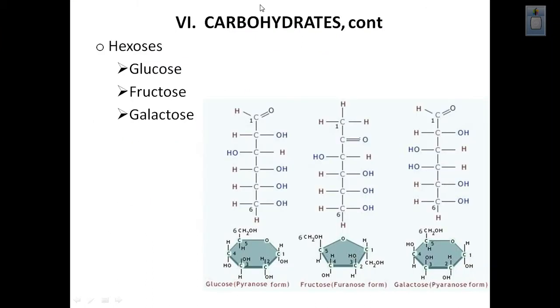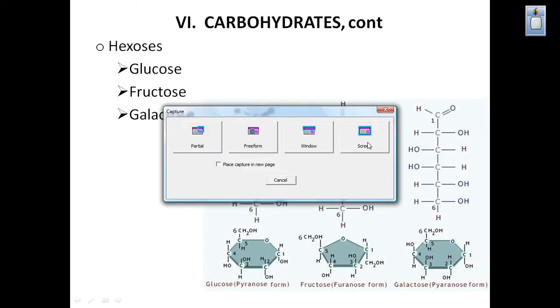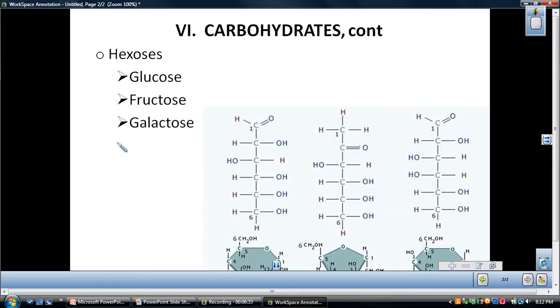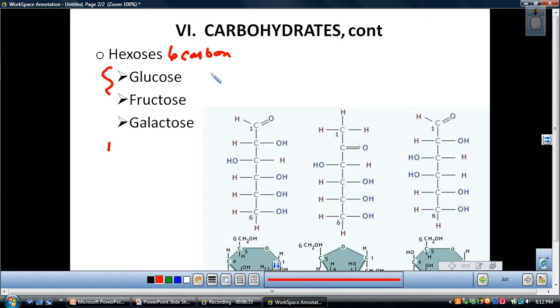Okay? Alright, now let's visit the hexoses. These are actually the more common ones that you are familiar with as far as eating and foods. Okay, so these are hexoses, which are 6 carbon sugars, and the 3 that you see listed here, glucose, fructose, and galactose, all have the formula C6H12O6. All 3 of those have that same chemical formula.